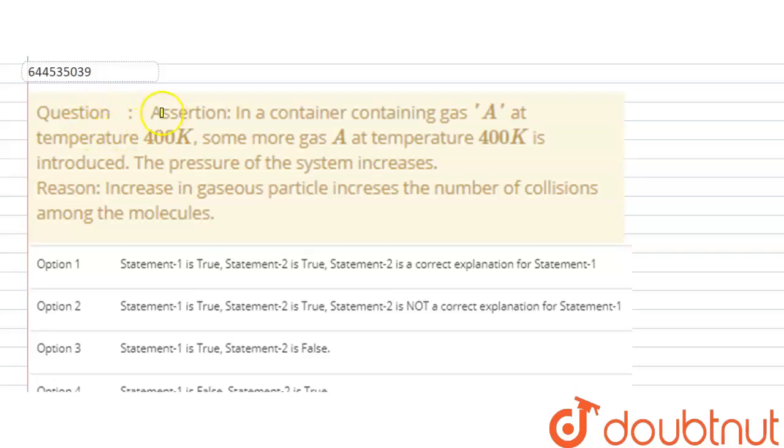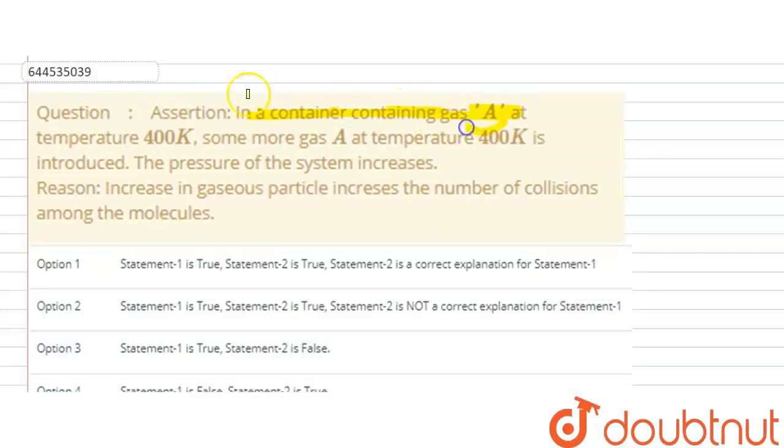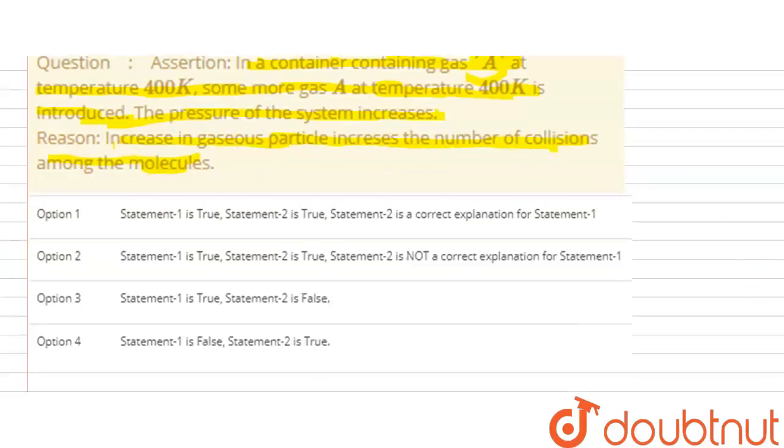Hello everyone. So let's see this question. In this question it is given, in a container containing gas A at temperature 400 Kelvin, some more gas A at the same temperature 400 Kelvin is introduced. The pressure of the system increases. And the reason is that increase in gaseous particle increases the number of collisions among the molecules. Now let's see whether this is correct or false.